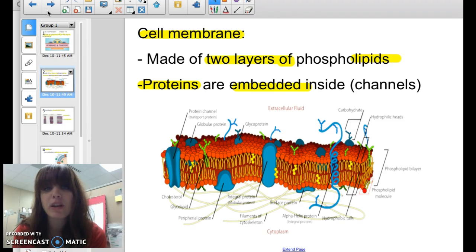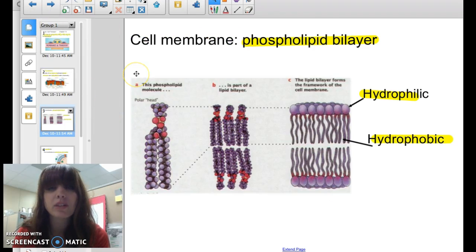So this membrane is made out of two layers of these lipids called phospholipids, and you can see that down here in this image. You can also see these little blue pieces in here too. Those are channel proteins, and what they help do is they help larger molecules go in and out of the cell. They kind of act like doorways. So let's take a closer look at that organelle, the cell membrane.